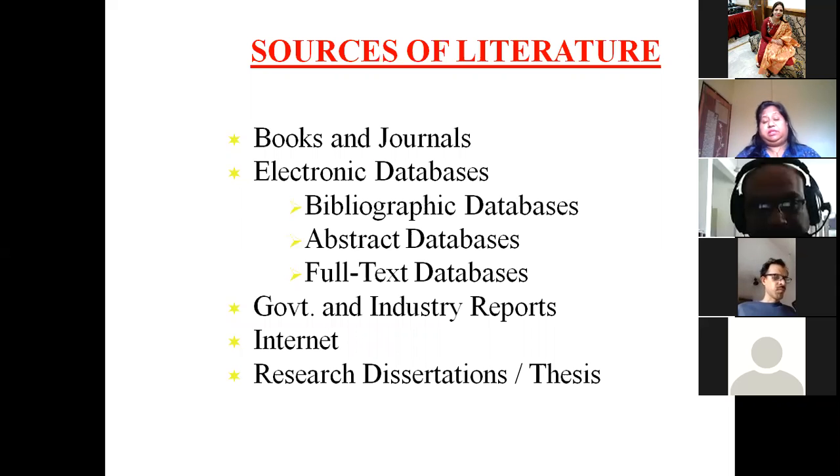Resources of literature are where we get knowledge about the content of a particular topic. These include books, journals, electronic databases, bibliographic databases, abstract databases, full text databases, government and industry reports, internet, research dissertations or theses. These are the main sources from where we take knowledge about a particular topic or research area.